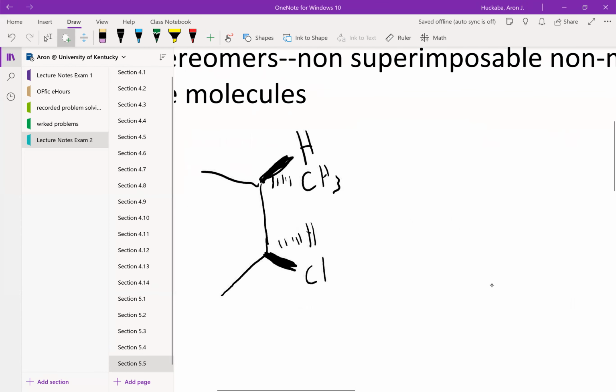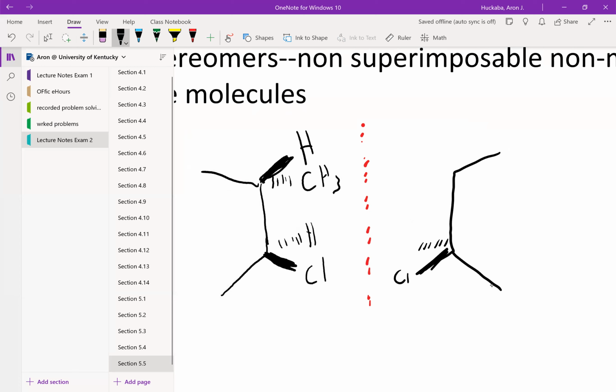Okay, so if we were to draw this molecule's enantiomer, remember we need to start by drawing a mirror plane and then drawing the mirror image of this molecule, right? So now the chlorine is on a wedge, hydrogen is on a dash, and this hydrogen is on a dash. Okay, and this CH3 is on a wedge. There we are. And this is the mirror image molecule.